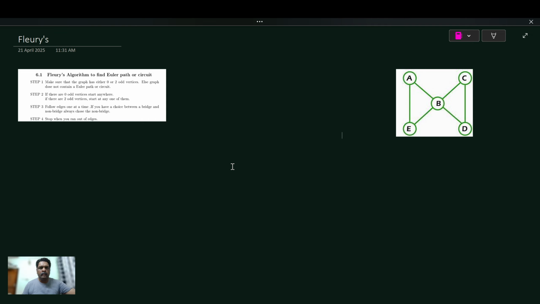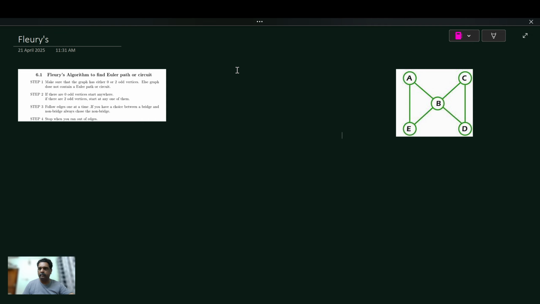Good morning, everyone. So now we are going to discuss an algorithm known as Fleury's algorithm to find an Euler path or an Euler circuit in a given graph. The steps in this algorithm are like this. First step, we make sure that the graph has either 0 or 2 odd vertices.